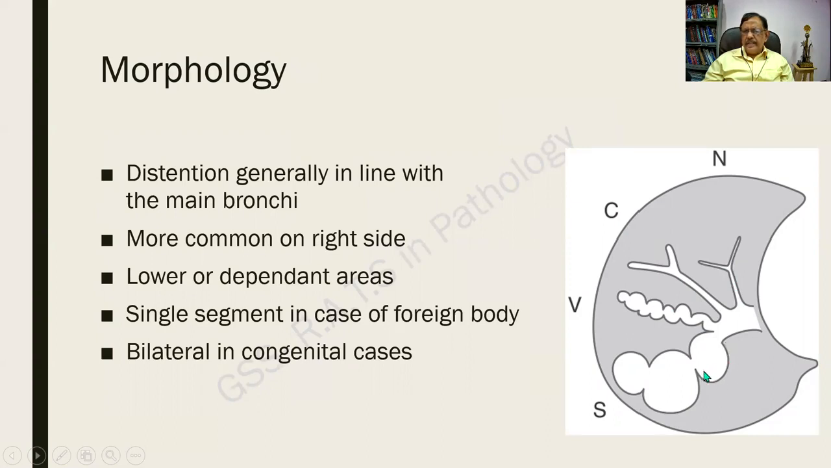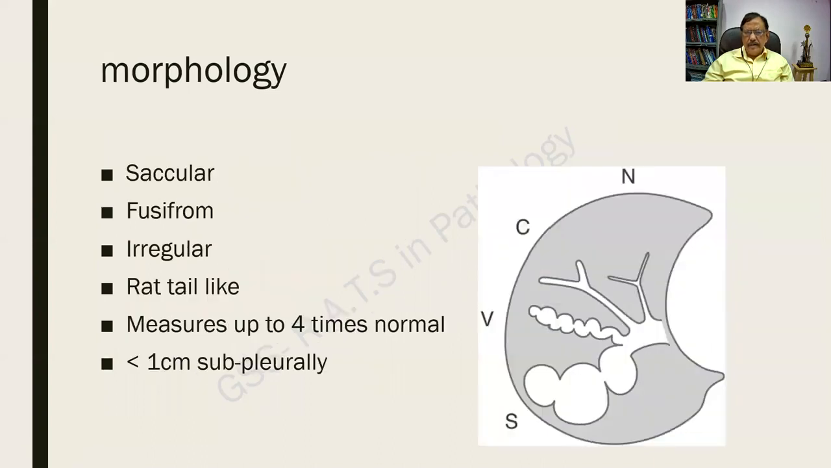We have seen saccular aneurysms also. Similar to that, you have a saccular bronchiectasis. So it can be cylindrical, varicose, or saccular. These are the different types of bronchiectasis, added to which you can have fusiform and rat tail. These are all the various morphological types of bronchiectasis. Sometimes you find that they can be up to 4 times the normal diameter.